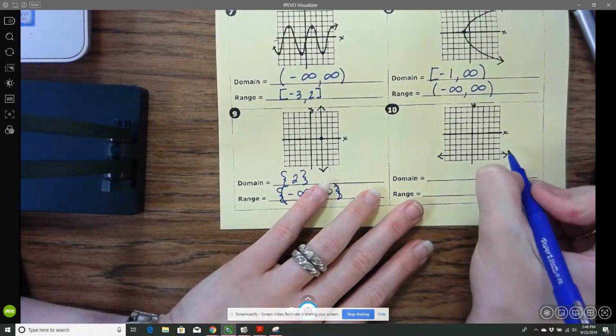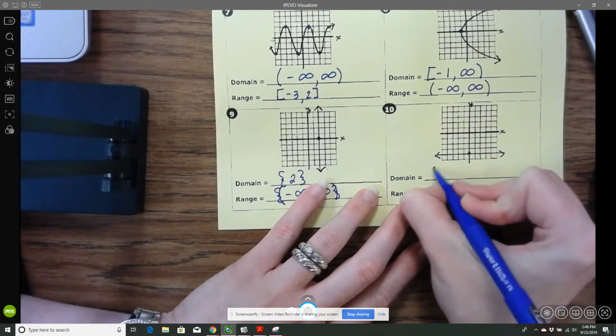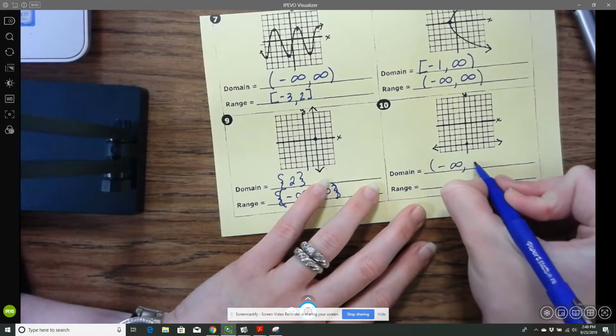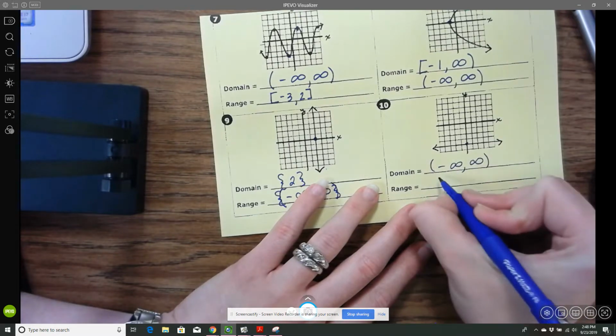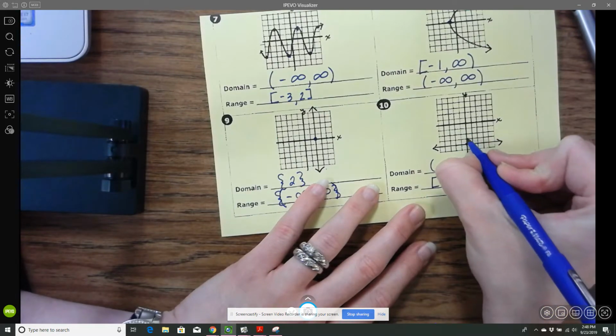And then a horizontal line, the same thing here. My domain is all real numbers, or -infinity to positive infinity, but my y is just going to be -4.